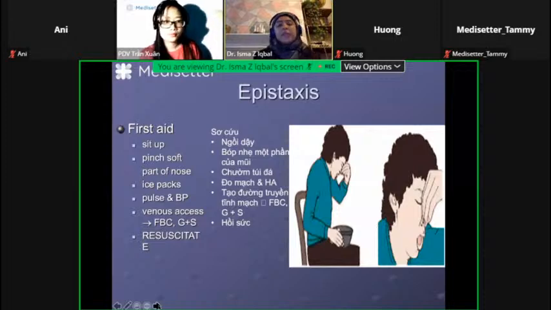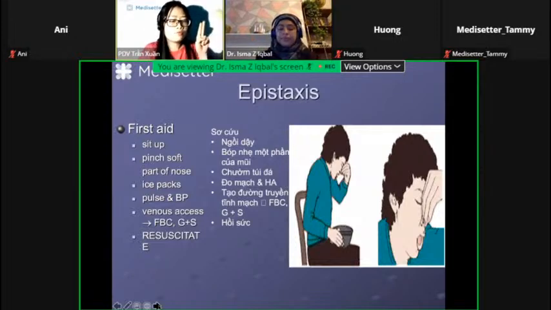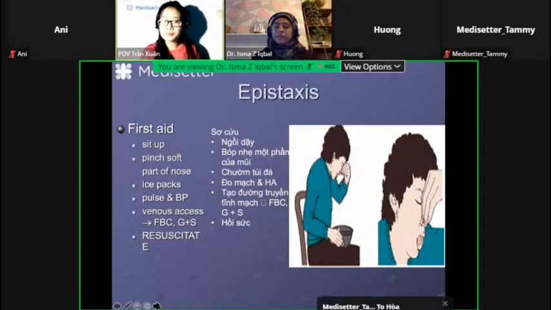So, if somebody presents with a nosebleed, you get them to sit up, pinch the soft part of their nose very firmly, and put some ice on the back of their head, suck on a piece of ice, and hopefully within 20 minutes the nosebleed should settle.